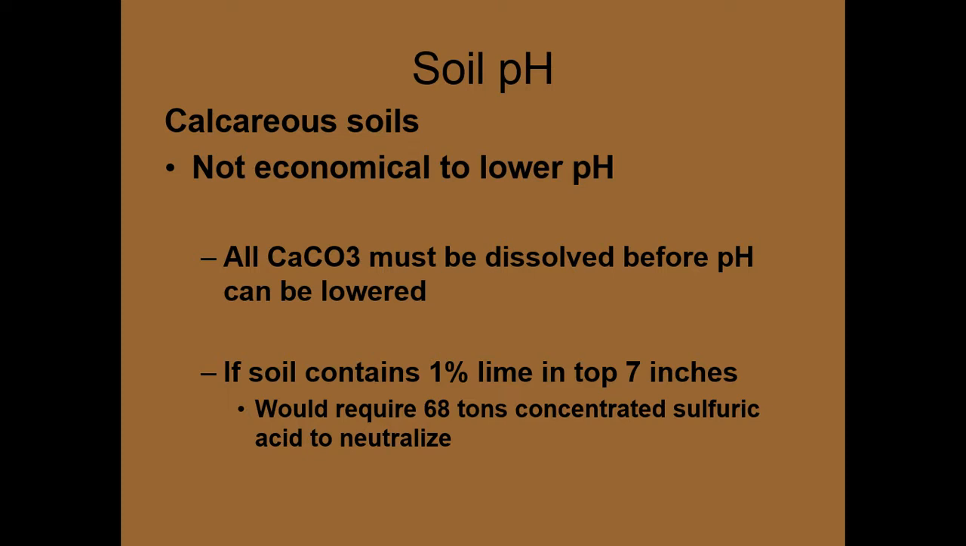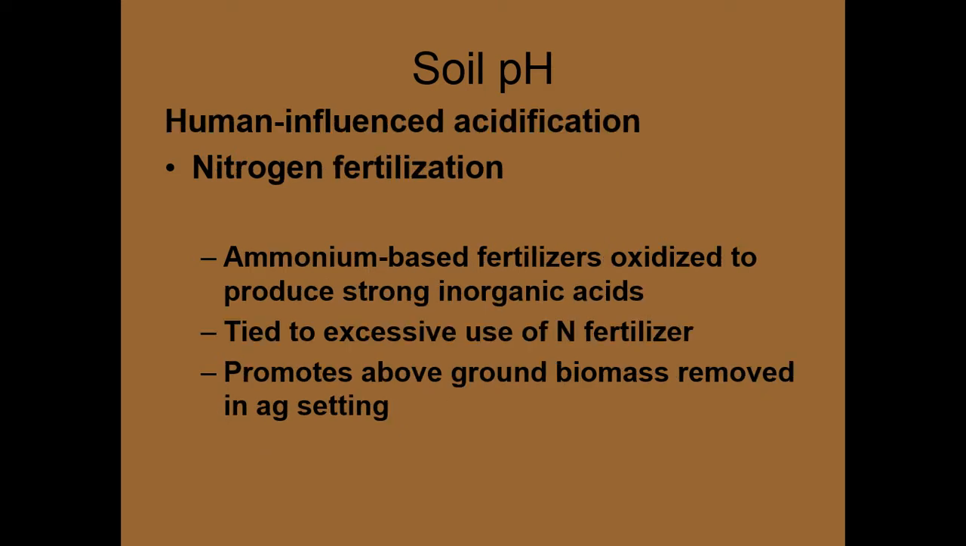In calcareous soils, it is often not economical to try to lower the soil pH, as all of that calcium carbonate must be dissolved before we get a lasting impact on the soil pH. If soil contains 1% lime in the top 7 inches, it requires 68 tons of concentrated sulfuric acid to neutralize. So that's why the acidification process on a calcareous soil just is not economical. Even though a lot of our urban soils have a higher pH, trying to change that pH through the entire soil profile is the wrong approach to management.